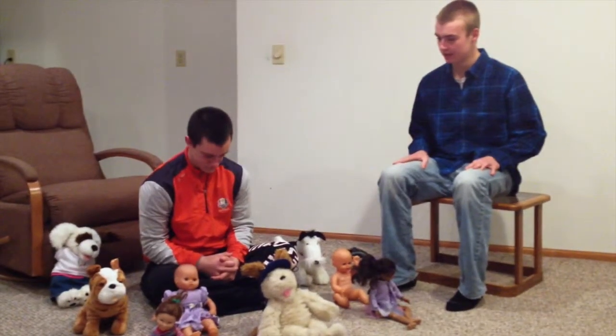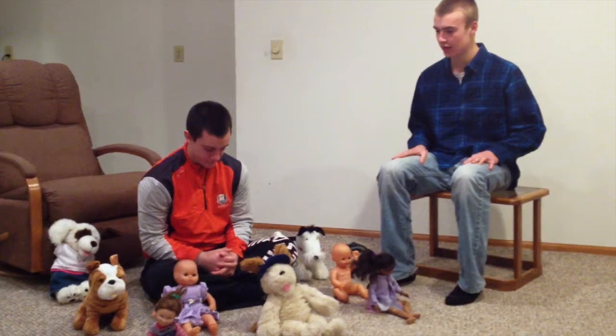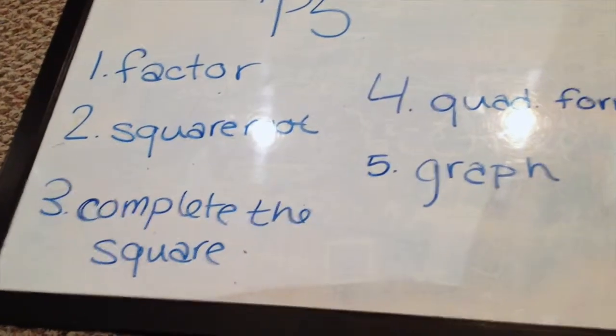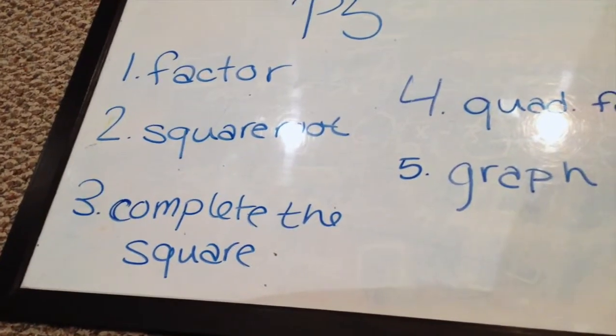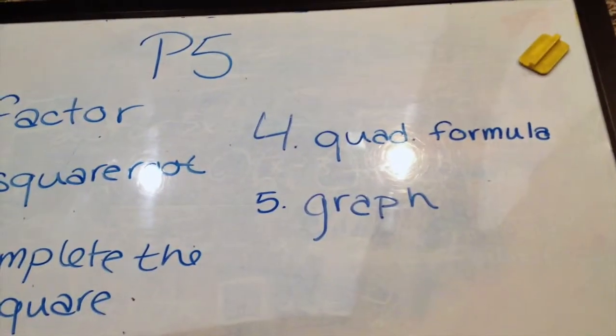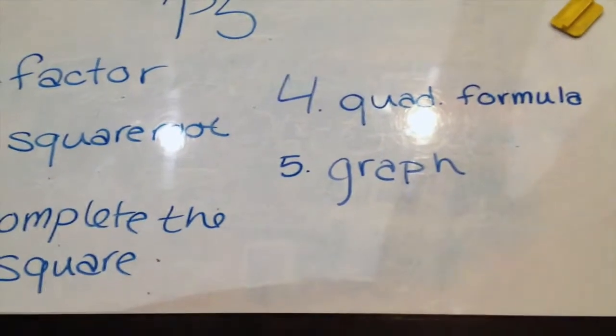Lesson P5. Having trouble solving equations, Danny? Yes, Mr. Schmid. Well, follow these easy 5 steps. Step number 1, factor. Step number 2, square root. Step number 3, complete the square. Step number 4, quadratic formula. Step number 5, graph. Mr. Schmid, how do you factor?